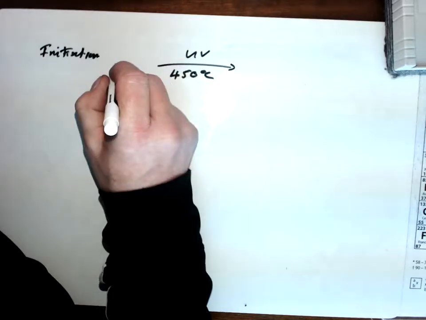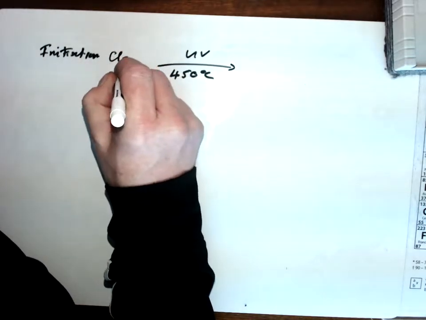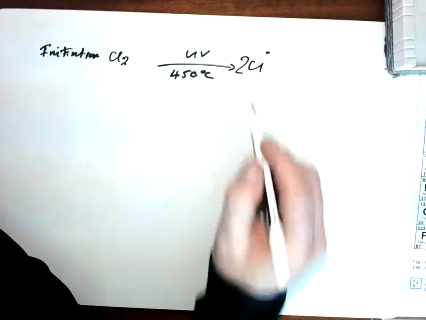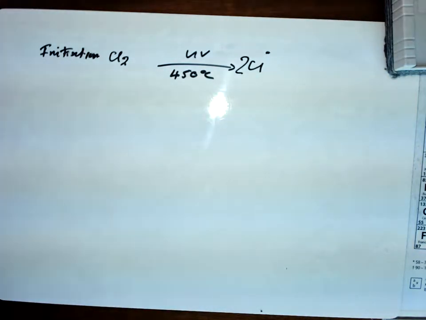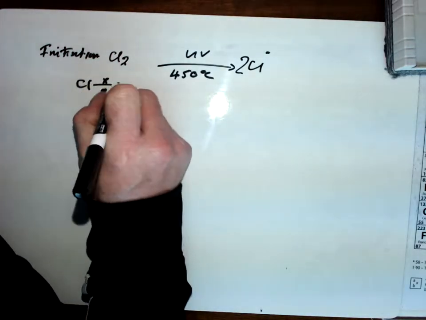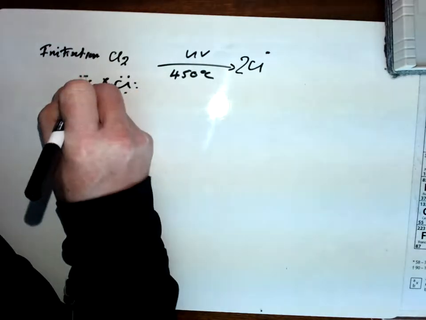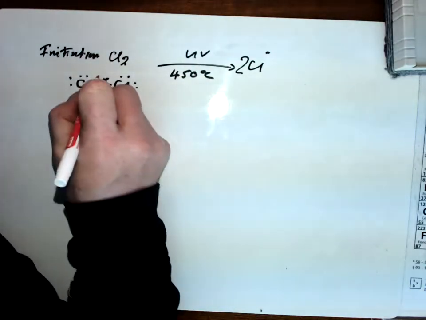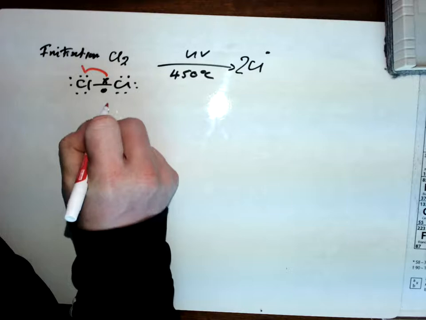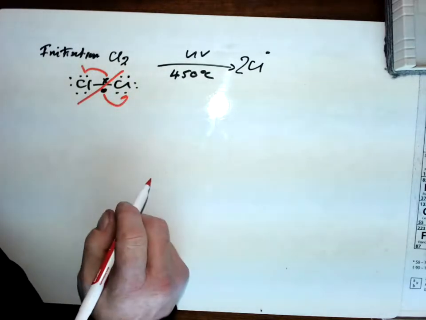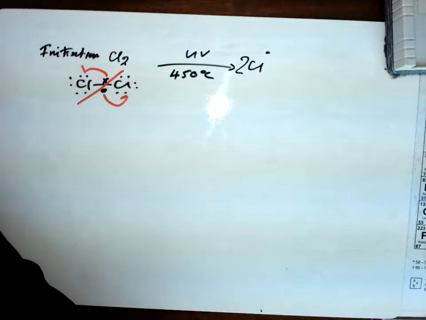So in this step, chlorine, which is Cl2, goes to what we call chlorine free radicals. So what's happening here? If we look a little bit closer at the bonding situation, diatomic chlorine is joined with a covalent bond. This bond breaks, the UV light or the heat causes it to break, and one electron goes to one atom and one electron goes to the other. So the bond is broken evenly, with one electron going to each atom.